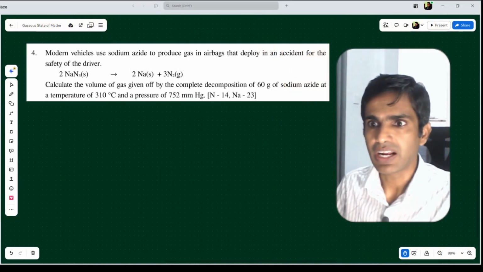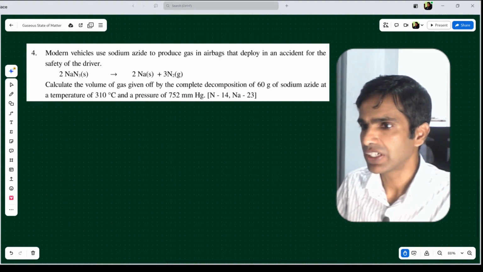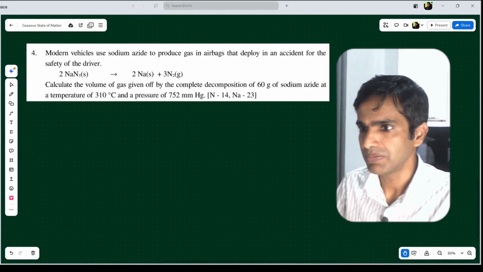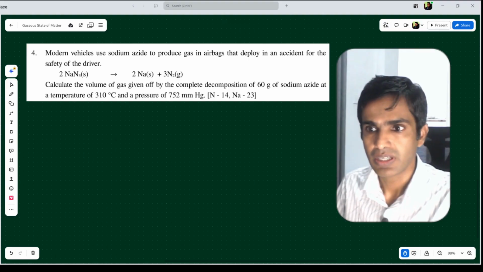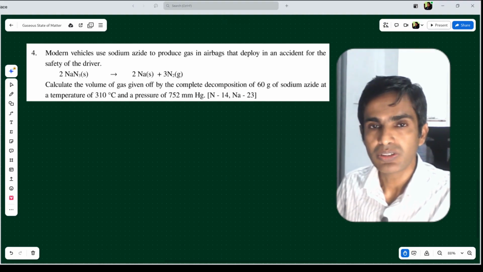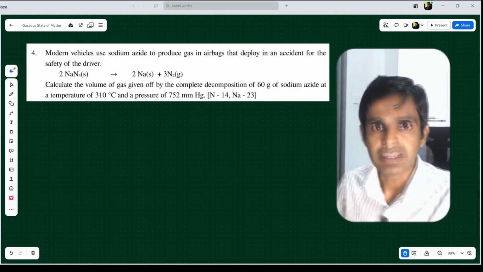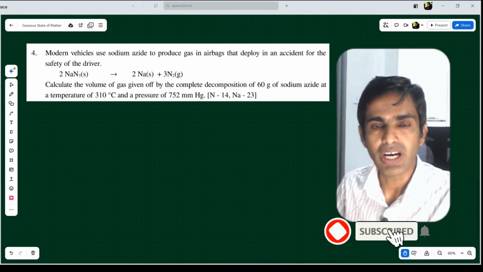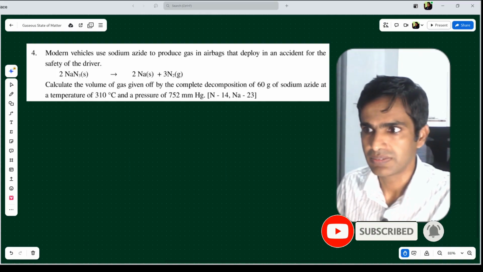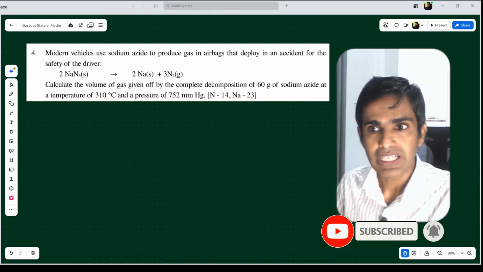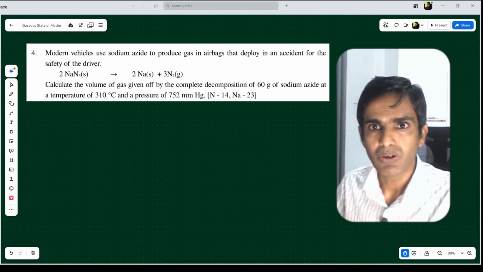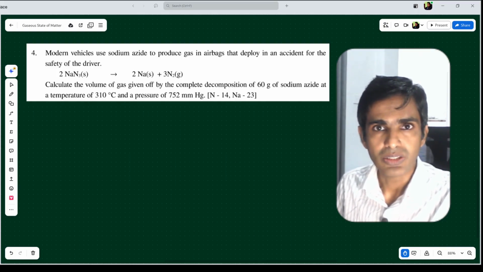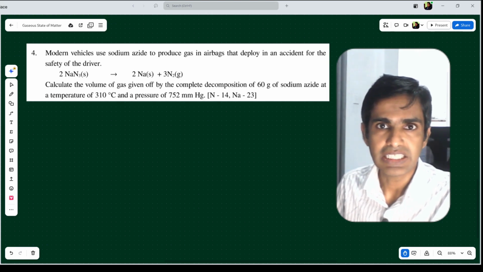Alright, hello and welcome. In this question, we are working through a stoichiometry problem combined with gas laws based on the use of sodium azide in airbags. This is exactly the kind of structured question where many students lose marks. Not because chemistry is hard, but because the thinking order is wrong. So pay close attention to how we organize each step.